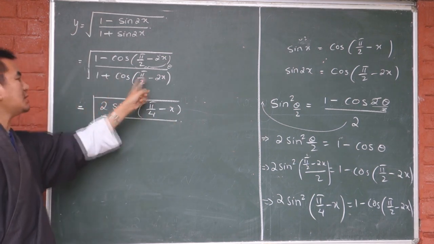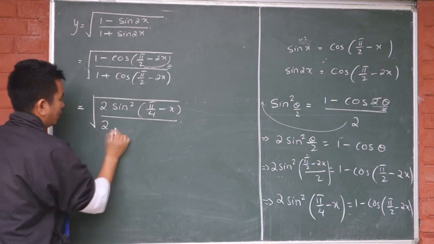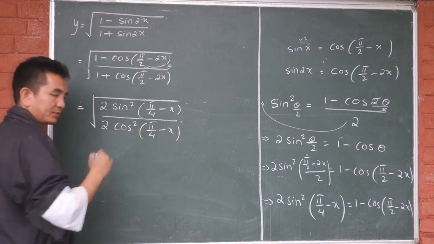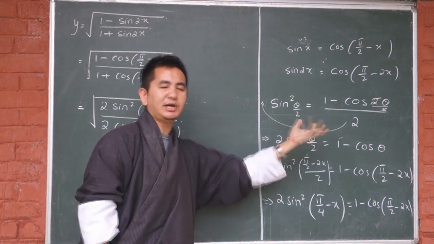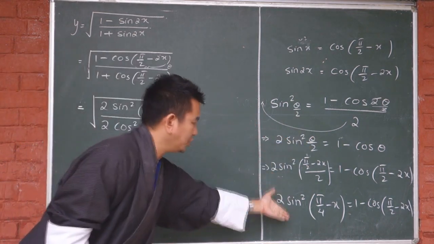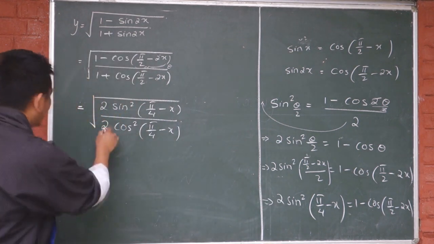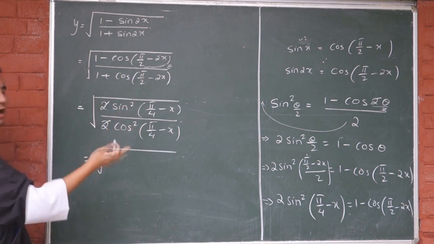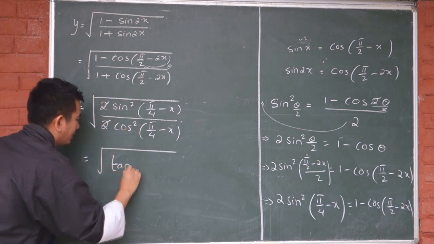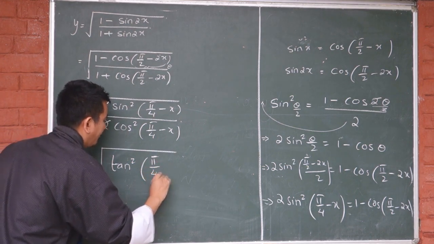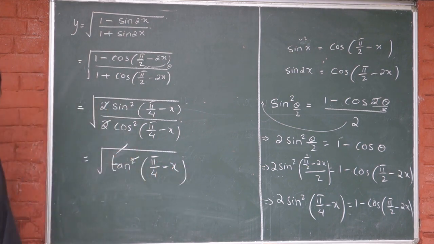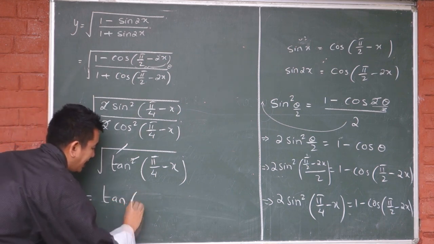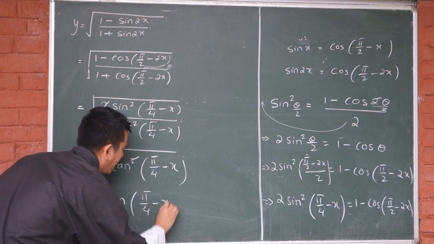Similarly, 1 plus cos(pi by 2 minus 2x) can be written now as 2 cos square(pi by 4 minus x), because cos square theta is (1 plus cos 2 theta) by 2. You do the same manipulation, you will get this. This 2 will get cancelled. We have now, what's sin by cos? Tan. So sin square by cos square is tan square(pi by 4 minus x). Square and root will get cancelled. Finally, we have y is equivalent to tan(pi by 4 minus x).